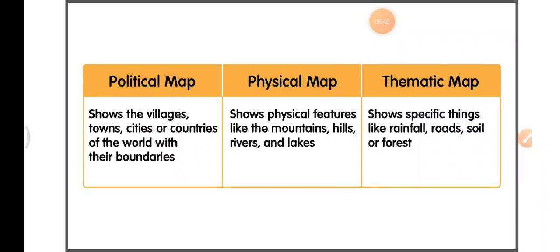What is a political map? What does it show? What is a physical map? And what does it show? And a thematic map, what it shows is very clearly given here. You draw this in your notebook, beta.